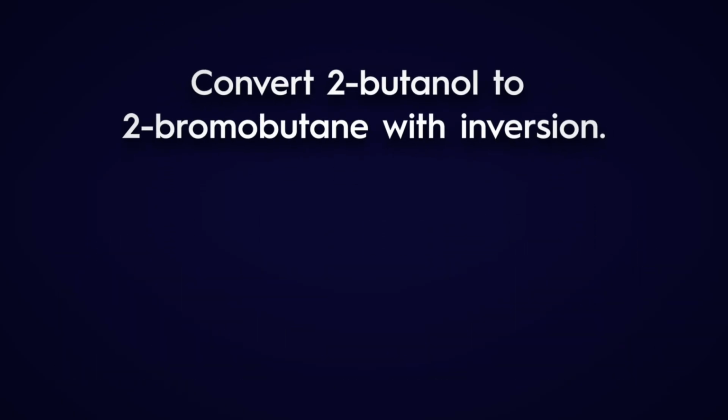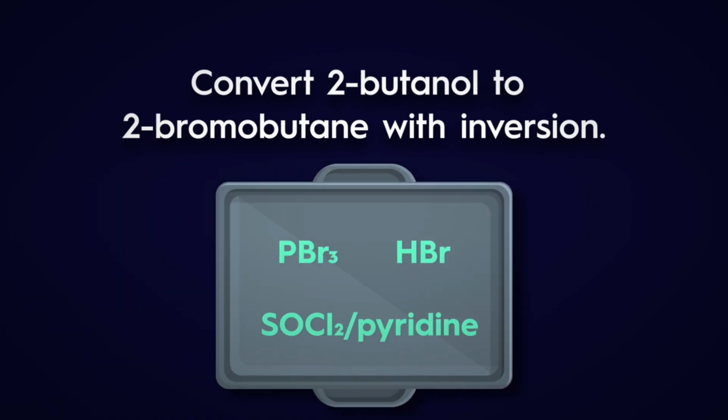Convert 2-butanol to 2-bromobutane with inversion. Best pick is phosphorus tribromide, which gives an SN2 backside attack on the secondary alcohol, inverting the stereocenter and avoiding rearrangements. Hydrogen bromide may proceed by SN1 or E1 and scramble configuration. Keep that choice in your pocket as we wrap up.